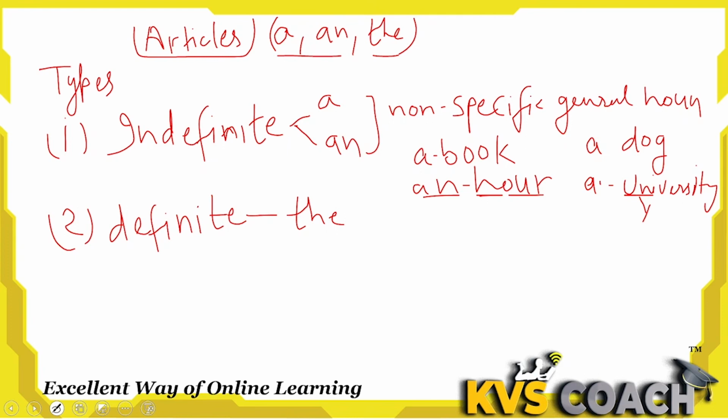We only consider the sound of the consonant and vowel here. And we use this article for a non-specific general noun, or you can say a common noun. We call it the indefinite article. Now what is the definite article? The definite article is used to refer to a specific noun.